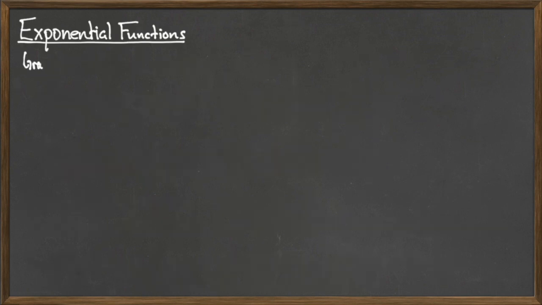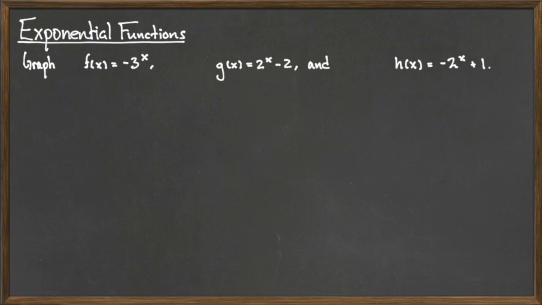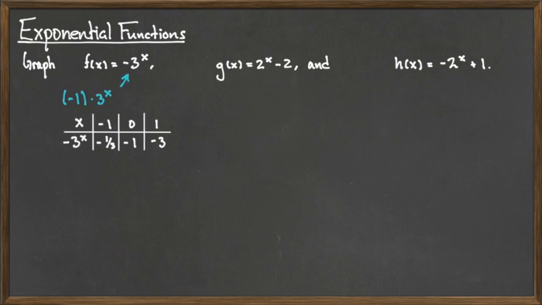Alright, so in this segment we're going to graph three exponential functions for you. Let's first look at f of x equals -3 to the x. Let's do our sign chart with our three test values, -1, 0, and 1. By plugging these into our function, we'll get values of -1/3, -1, and -3.